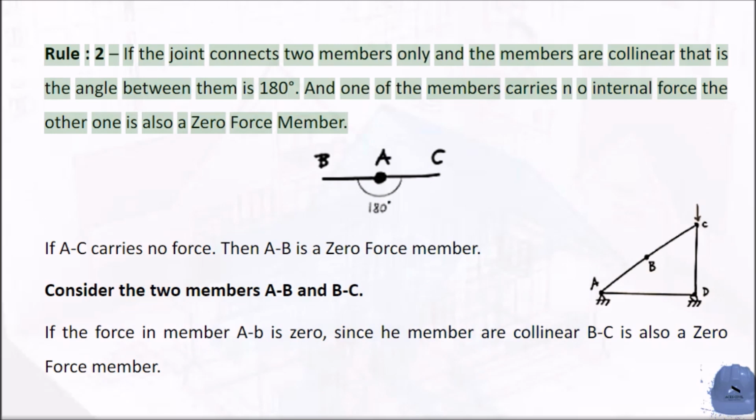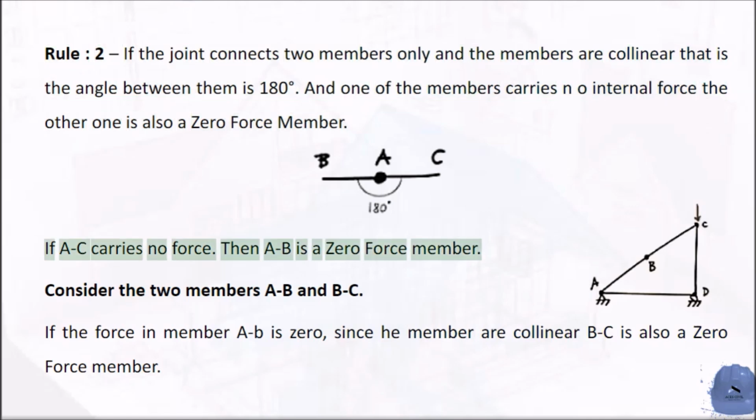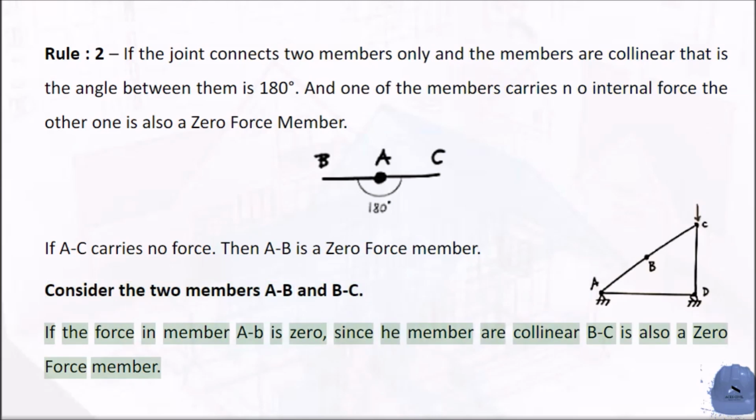Rule 2: if the joint connects two members only and the members are collinear, that is, the angle between them is 180 degrees, and one of the members carries no internal force, the other one is also a zero-force member. If AB carries no force, then BC is a zero-force member. Consider the two members AB and BC. If the force in member AB is 0, since the members are collinear, BC is also a zero-force member.